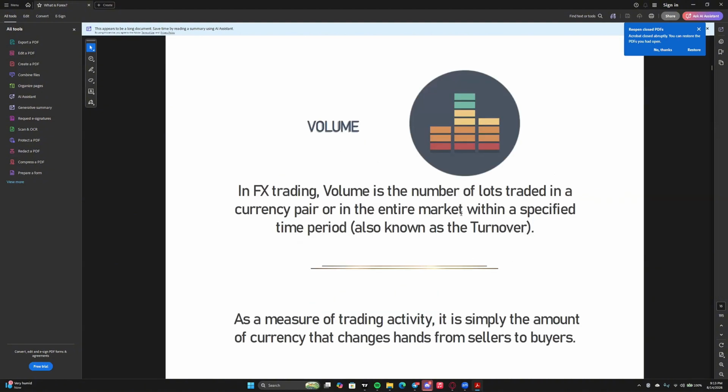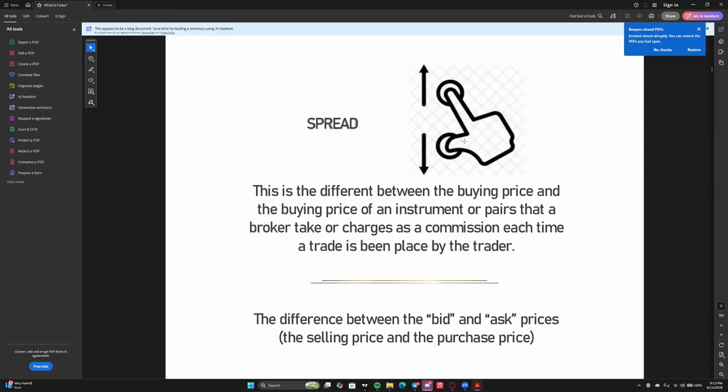So we have the volume. The volume is the total number of lots traded in the forex market. I will explain what a lot is in a bit. This volume has to do with your broker. It does not really concern you. Spread is the commission your broker charges you on every trade you place. You understand? Anytime you execute a trade, most of you will notice that your trade automatically starts reading a loss. It's because of what we call spread.